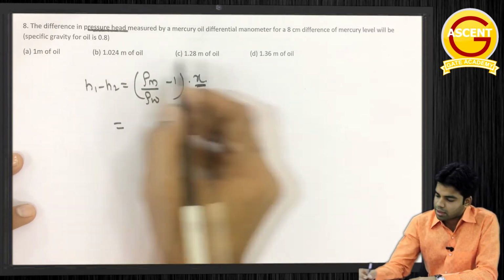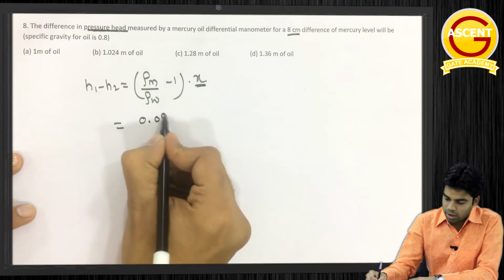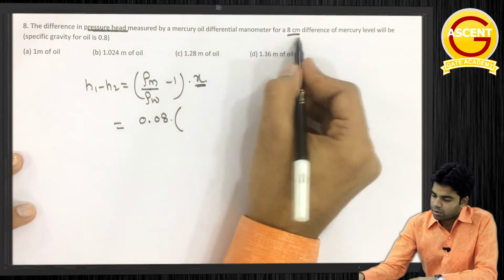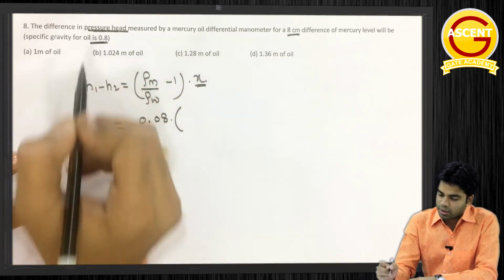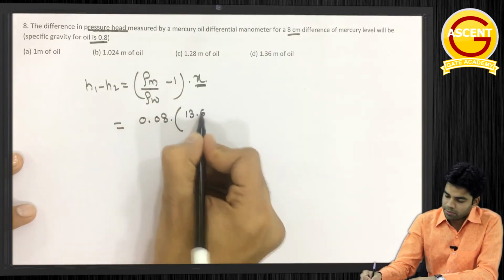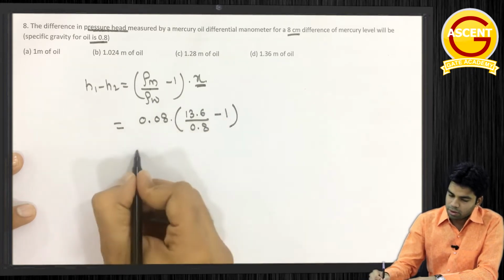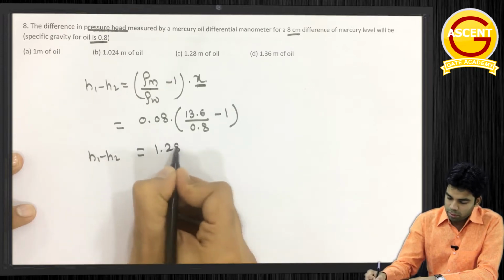This x is given as 8 centimeter, which is 0.08 meter, into rho m, mercury level. The specific gravity of oil is given as 0.8. Okay, so rho m is 13.6, divided by 0.8, minus 1. Okay, so from here this h1 minus h2 will be equal to 1.28 meter of oil.